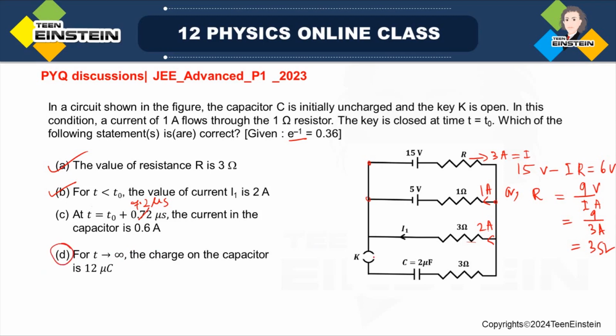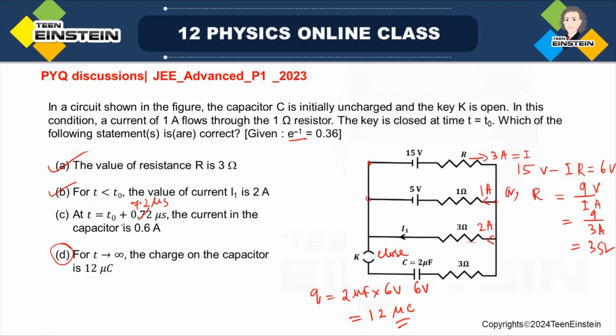See, when the switch is now closed, current will flow through this capacitor also, and the capacitor will start charging. When we wait for a long time, this capacitor will have a voltage of 6 volt across its parallel plates or terminals, and we know it has capacitance 2 microfarad. Therefore the charge stored in the capacitor will be 2 microfarad into 6 volt, which is 12 microcoulomb. And this is the condition when it will be fully charged.